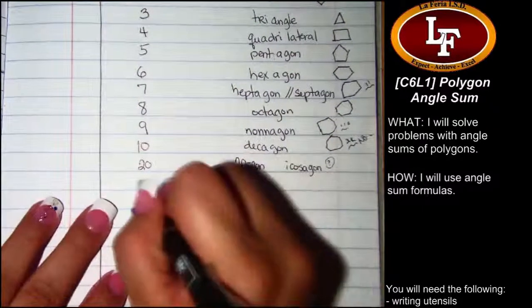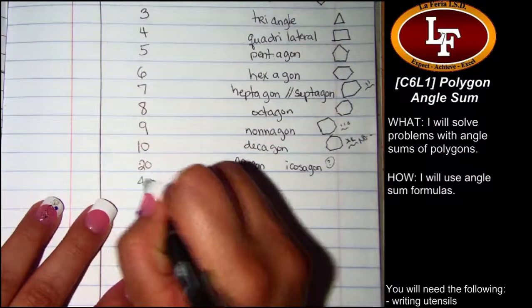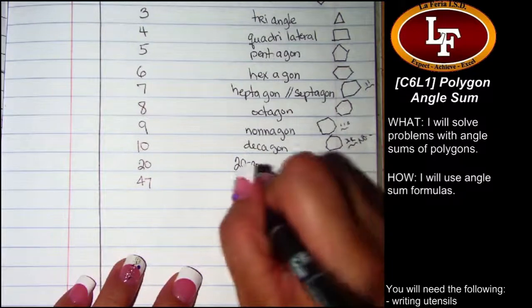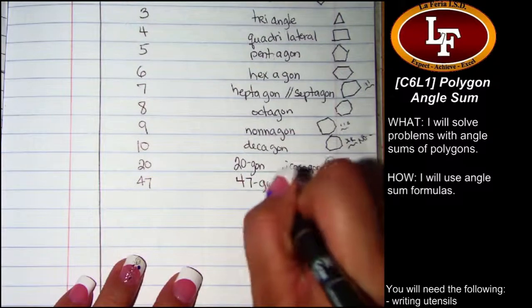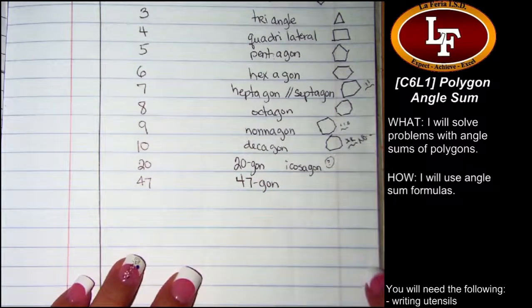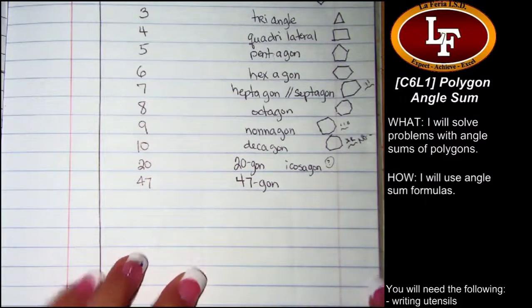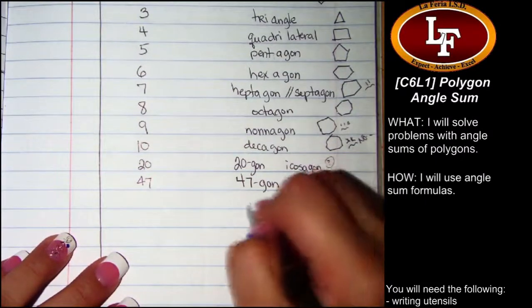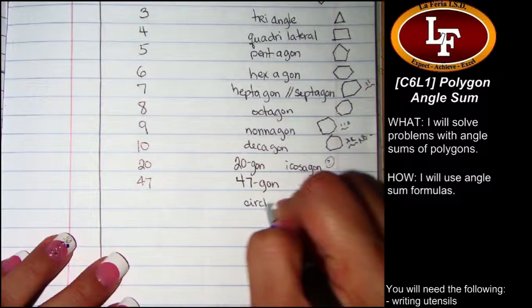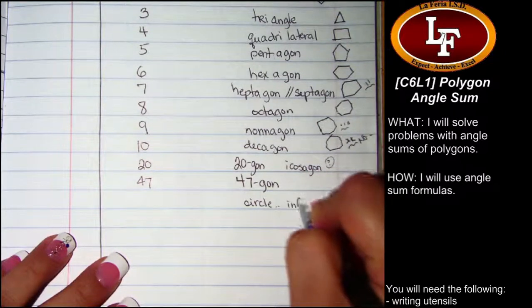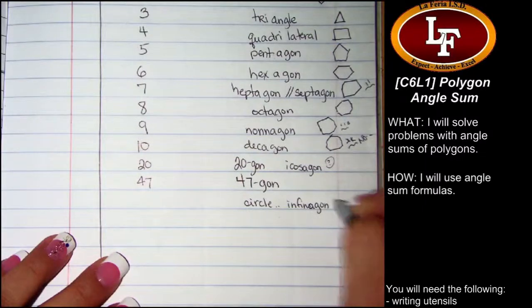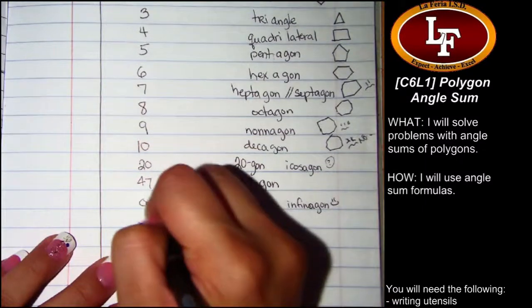All right, so what if I wanted a 47-sided polygon? 47-gon. 47-gon? I want a 47-sided polygon. This thing is a 47-gon, because I can't think that many numbers. What if it's a circle? It'd be infinity-gon? Infinigon? Infinagon. I like that. Infinagon. I like that word.